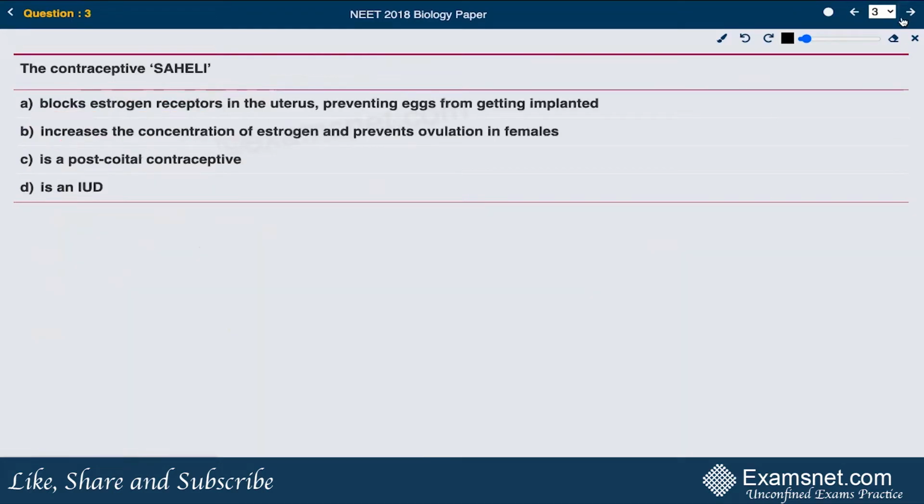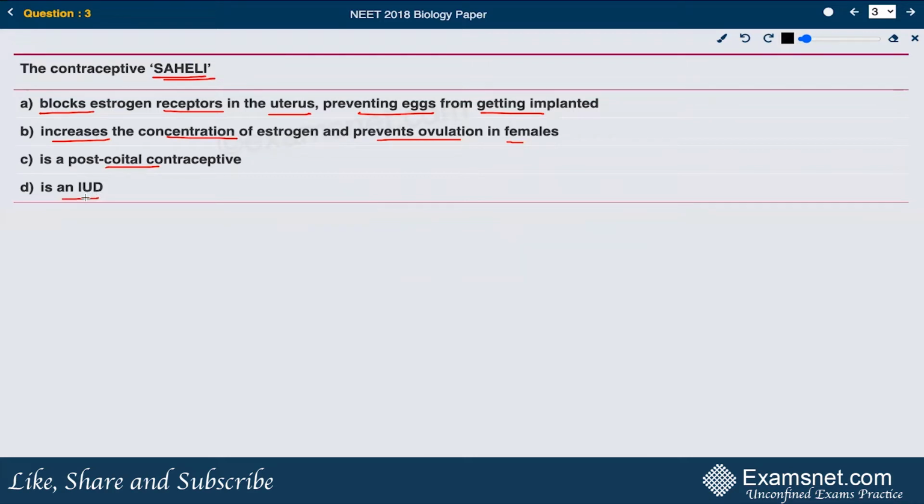Now, question number 3. Question number 3 says the contraceptive Saheli. All right, it is asking about contraceptive Saheli. It blocks estrogen receptors in the uterus, preventing eggs from getting implanted. It increases the concentration of estrogen and prevents ovulation in females. Then it is a post-coital contraceptive and it is an IUD.